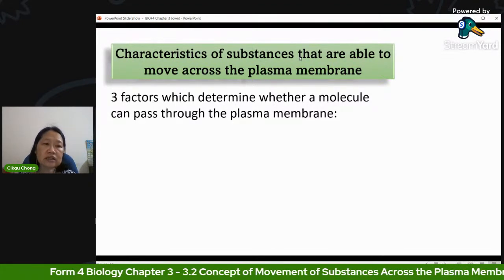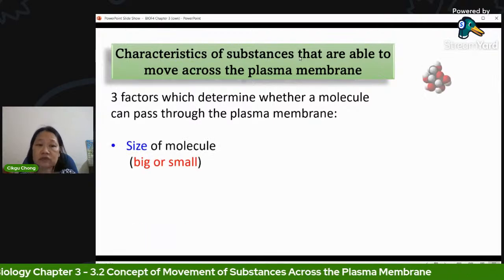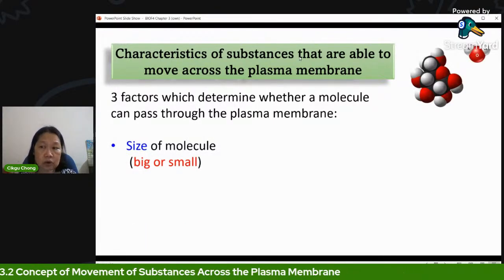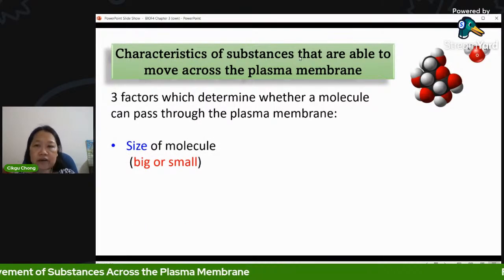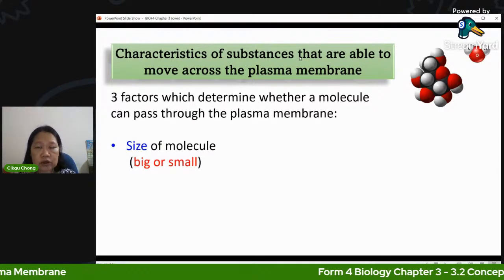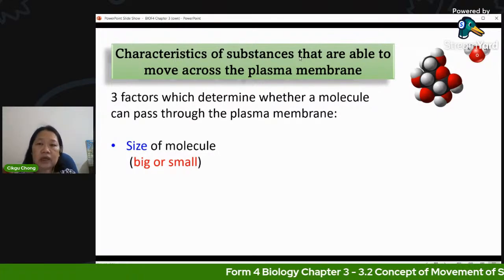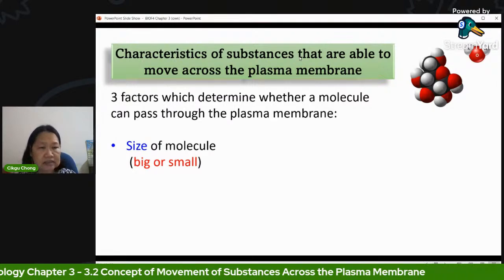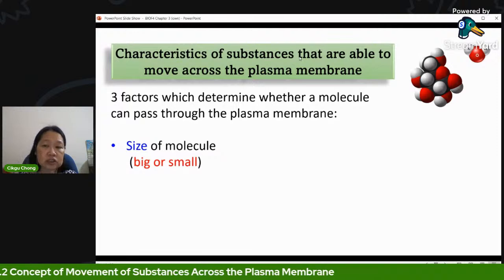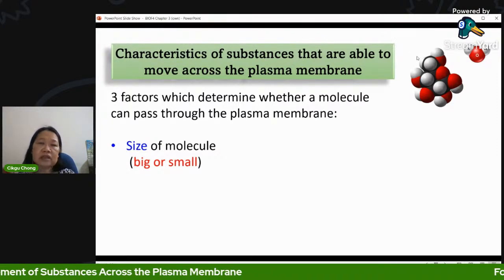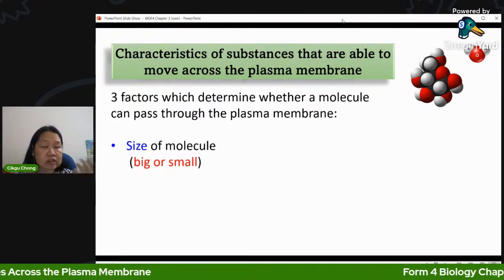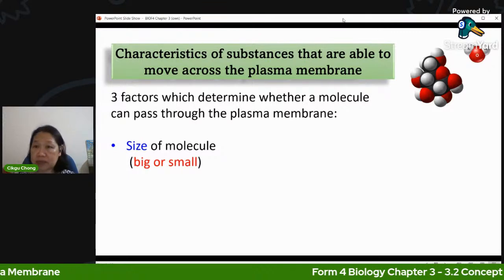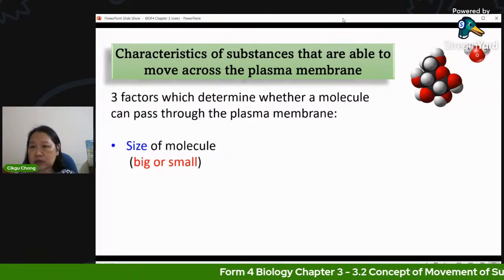The first factor is the size of the molecule, whether it's big or small. Here I have 2 types of molecule. The one on the left is glucose, which is a rather big molecule, and the one on the right is the water molecule, H2O. The difference is in terms of size. Size will determine whether the substance can go through the plasma membrane, the phospholipid bilayer, or using another method.